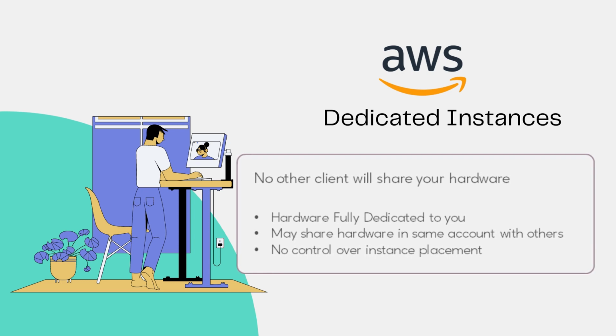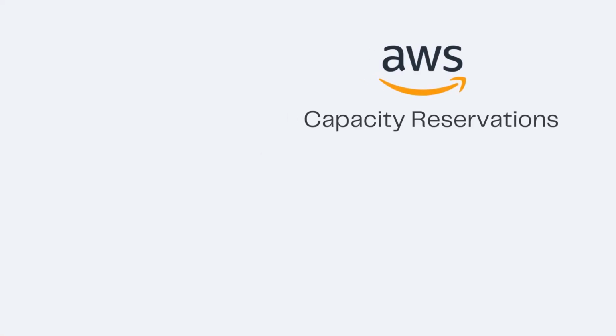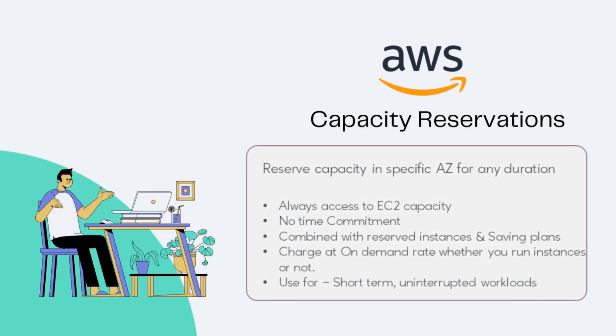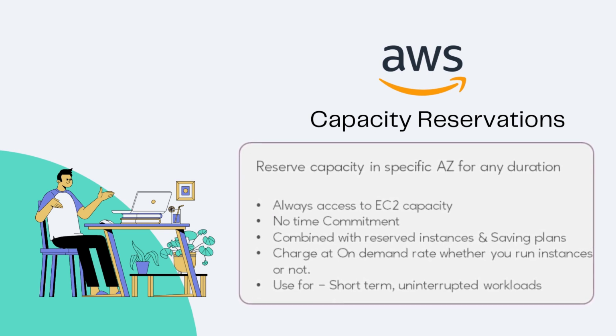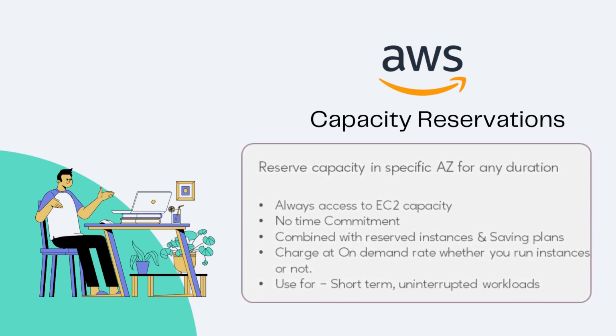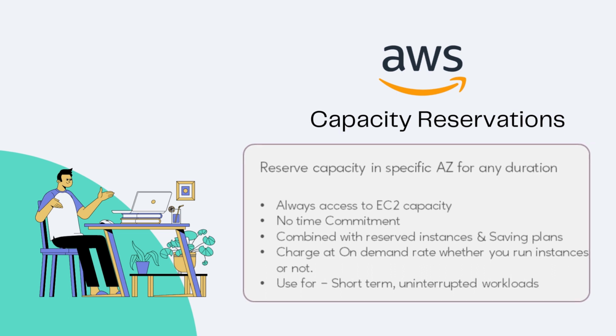And finally, there is capacity reservation as well, which allows us to reserve EC2 capacity in a specific availability zone for any duration without a time commitment. We always have guaranteed access to EC2. Capacity reservation can be combined with reserved instances and Savings Plans to further optimize cost and savings. It charges at the on-demand rate, whether we run instances or not. It makes capacity reservation suitable for short-term workloads that require uninterrupted resources and do not have a fixed or predictable schedule.